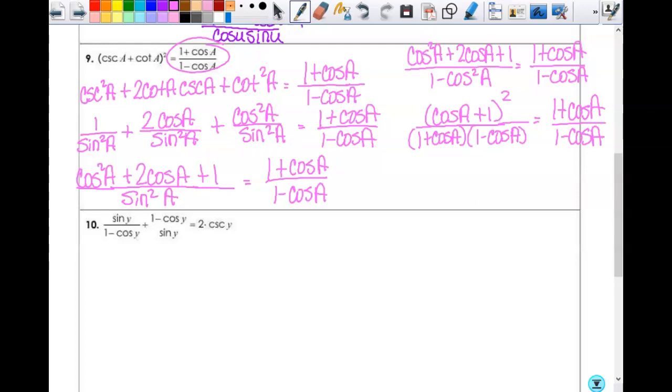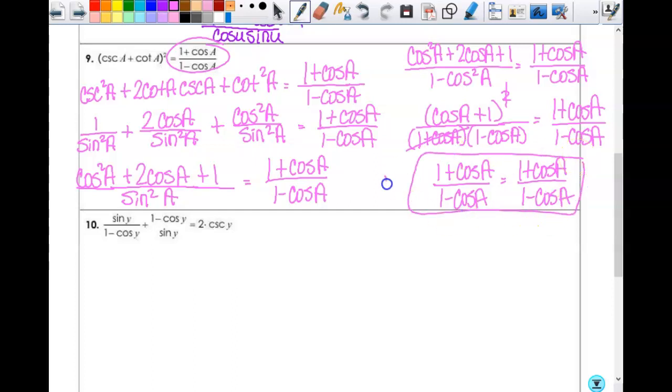It doesn't matter either way. It'll still cancel out. Okay, so can I reduce here? Yes. I can reduce one of these with this. And then again, since I know what my end result is, I'm going to write the numerator the other way. So 1 plus cosine A over 1 minus cosine A equals 1 plus cosine A over 1 minus cosine A. And we did it.